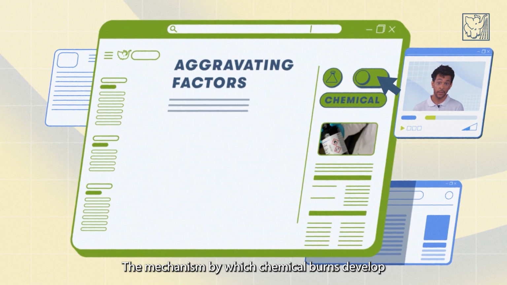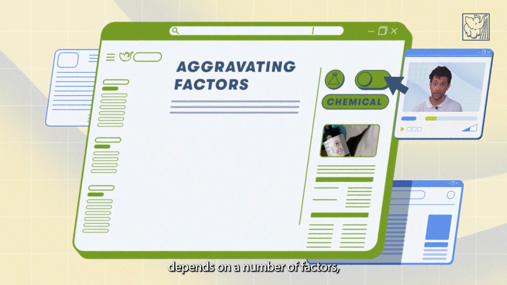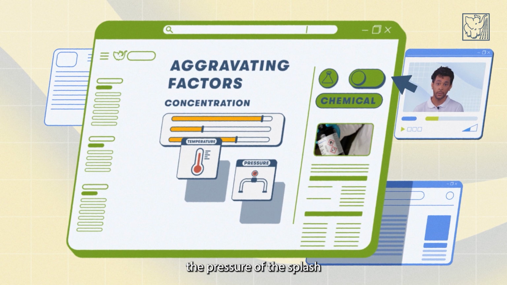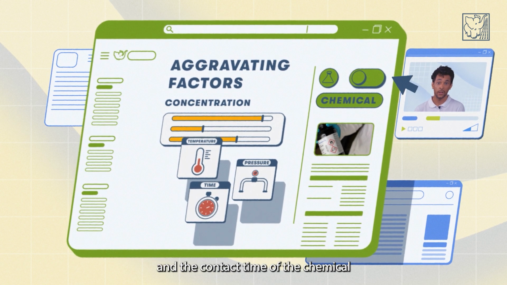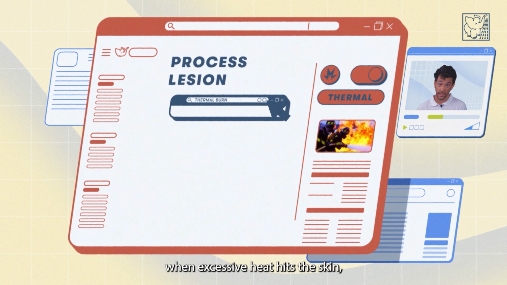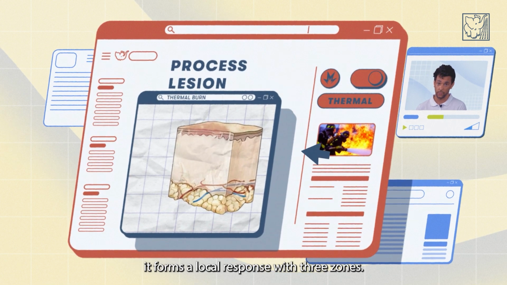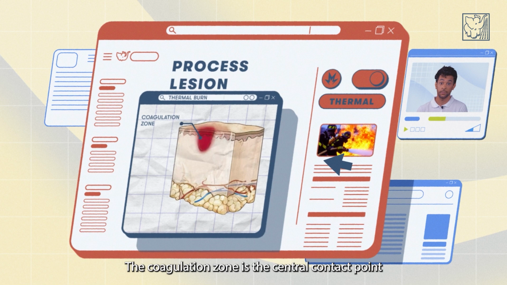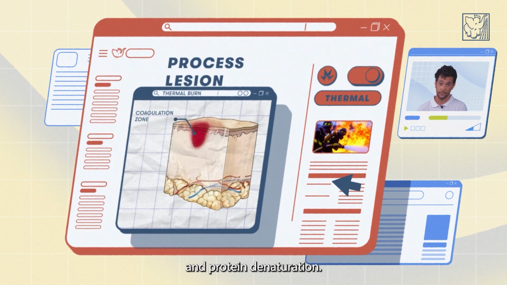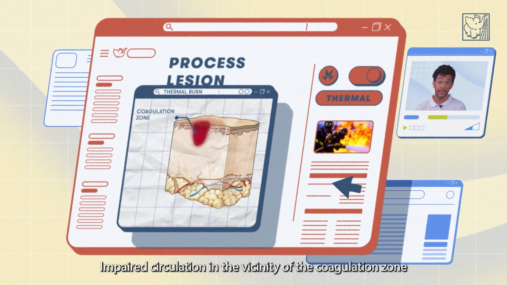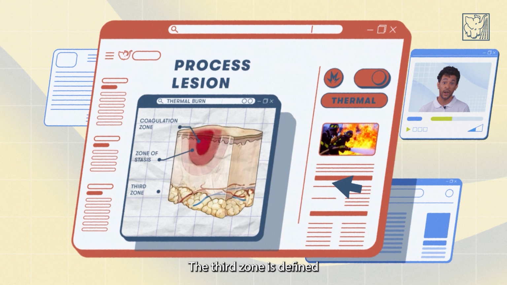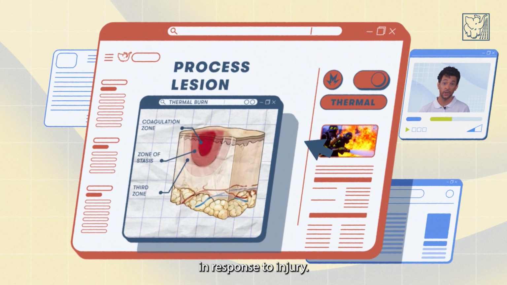The mechanism by which chemical burns develop depends on a number of factors, such as the nature of the chemical, its concentration, its temperature, the pressure of the splash, and the contact time of the chemical with the biological tissue. In the case of a thermal burn, when excessive heat hits the skin, it forms a local response with 3 zones. The coagulation zone is the central contact point for maximum damage, resulting in cell destruction and protein denaturation. Impaired circulation in the vicinity of the coagulation zone leads to a second peripheral zone of stasis. The third zone is defined by abnormal accumulation of blood in response to injury.